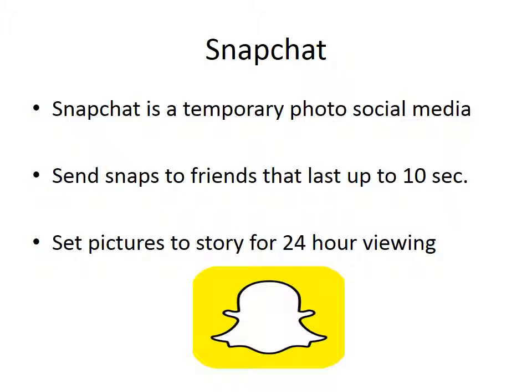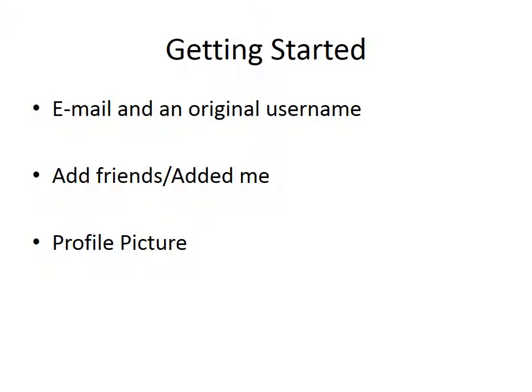Now when you post things to your story, it's going to be shown for 24 hours. So if it's your birthday and you want to take a picture of yourself in your little birthday hat, your friends will see, hey, it's Doug's birthday, and it'll show for 24 hours. To get this application, you will also need an email and a username that no one else in the world has already used. You may have to add some underscores or numbers. Get creative.